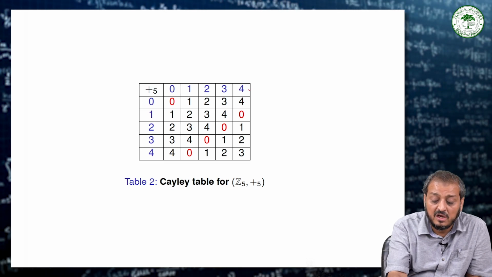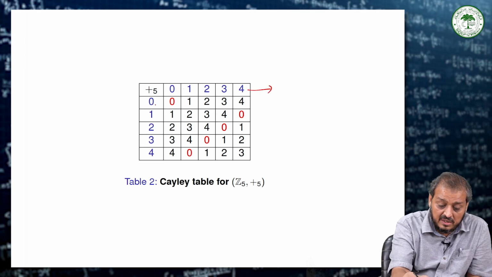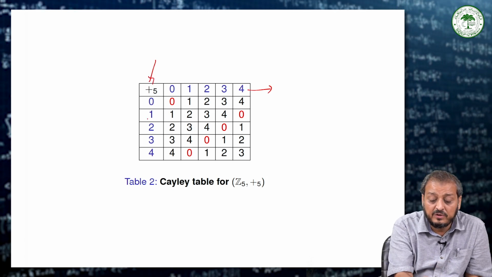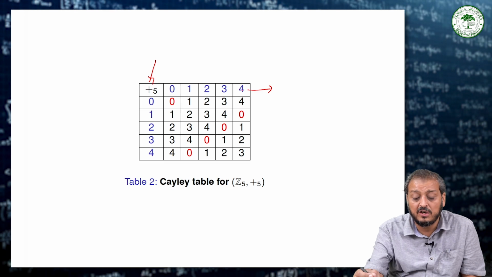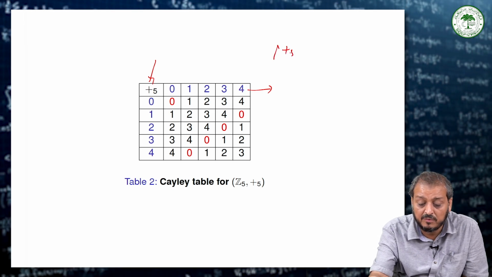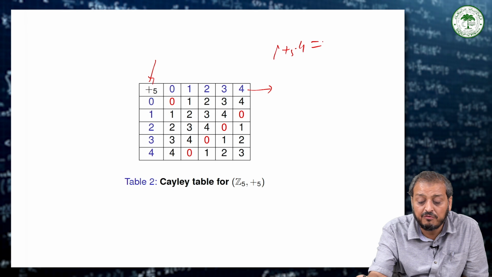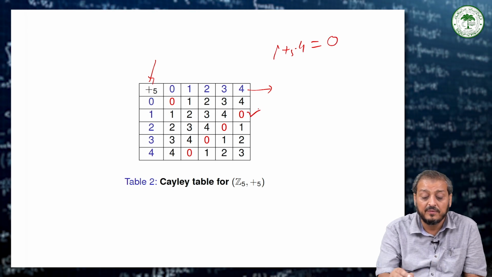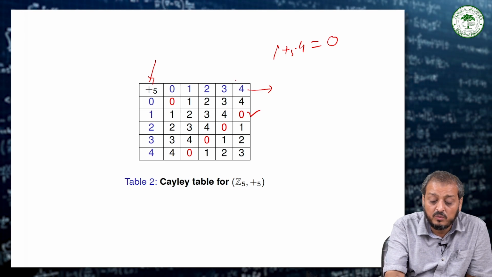This is the elements row, and column-wise we have to enter the elements into this form. If you take 1 plus 4, we are taking 1 under addition modulo 5 with 4, which is equal to 5. Divided by 5, the remainder is 0, that's why 0 is here.